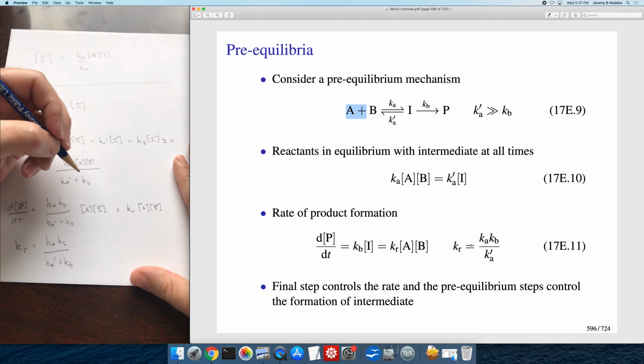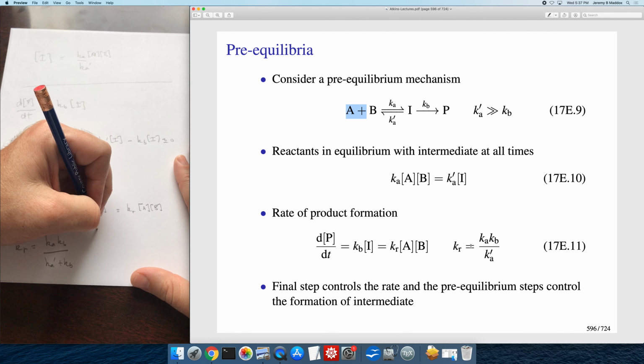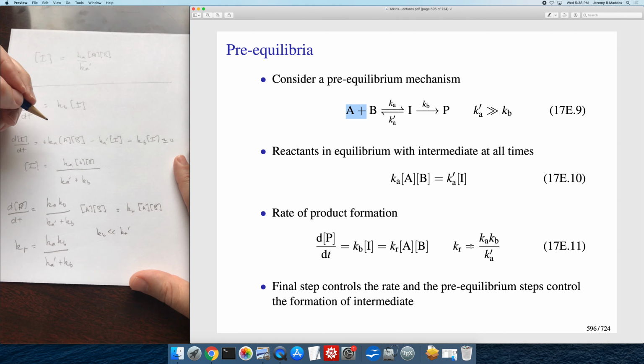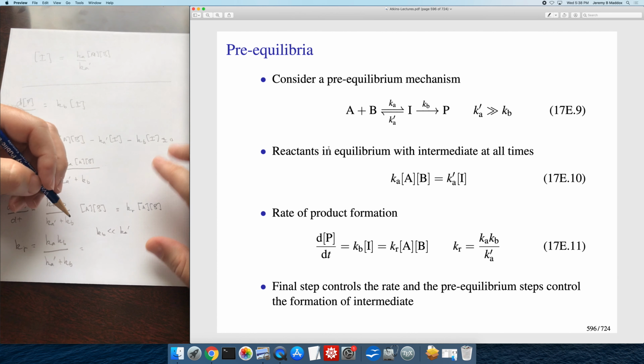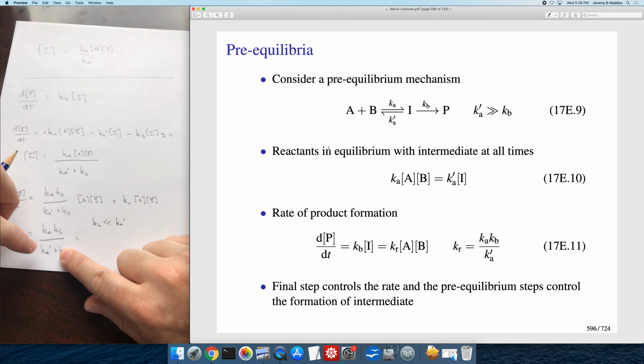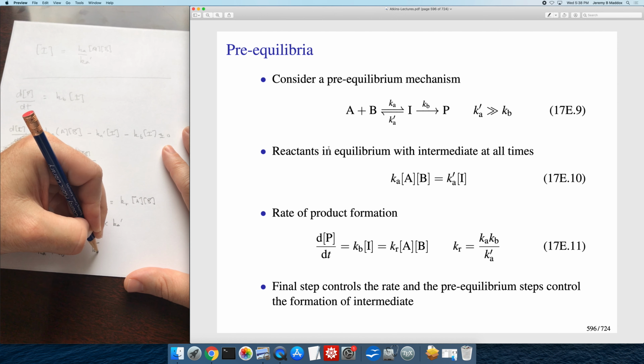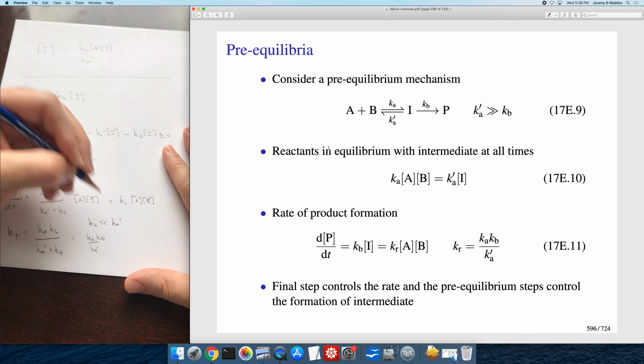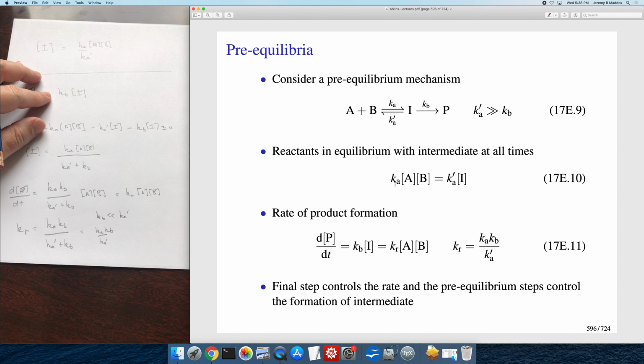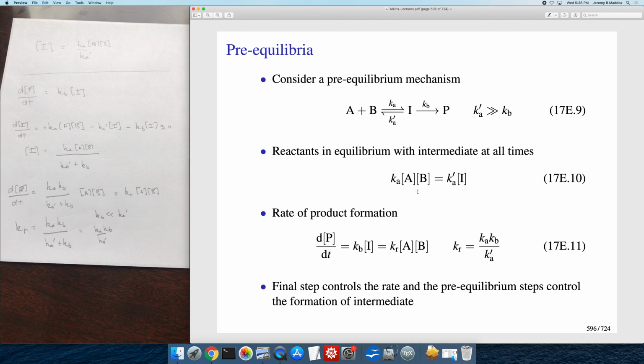However, if we let Kb be much, much smaller than Ka prime, that is, if this second step is slow compared to this reverse step, then indeed that means we can neglect Kb relative to Ka prime, and we'll wind up with the same thing that we had from our pre-equilibrium assumption. Okay, so both approaches give you the same result if you make the same assumptions.